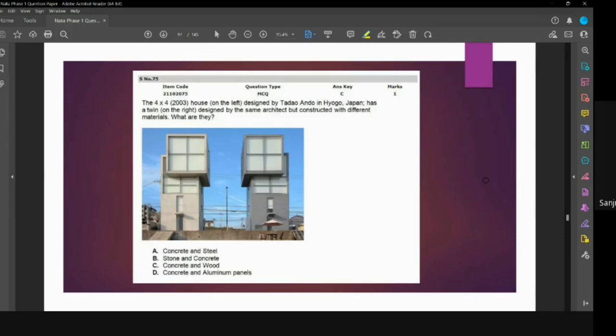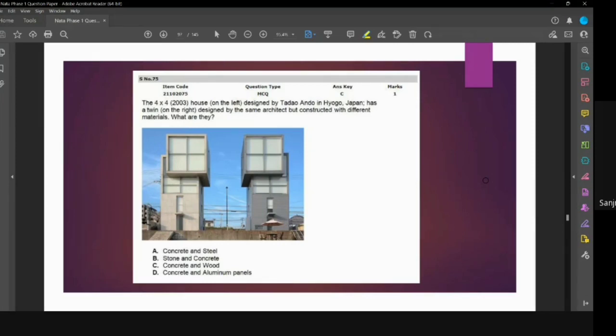Next question. The 4x4 house, which was designed in 2003 on the left, was designed by Tadao Ando in Hyogo, Japan. It has a twin on the right, designed by the same architect, but constructed with different materials. What are they?